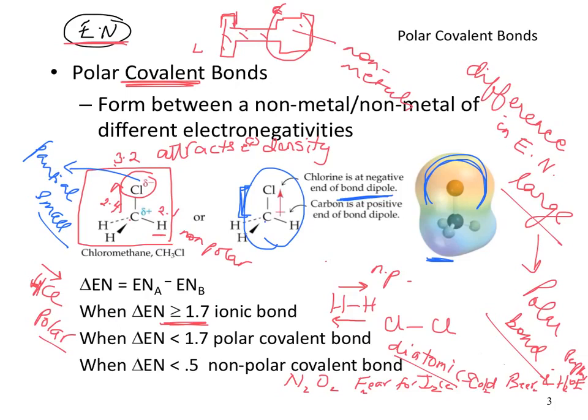If that number happens to be less than 1.7 and more than 0.5, so if it goes from 0.5 up to 1.7, like a number like 1.4, 1.2, 0.8, all of those are polar covalent bonds. When it's less than 0.5, we just consider that non-polar.